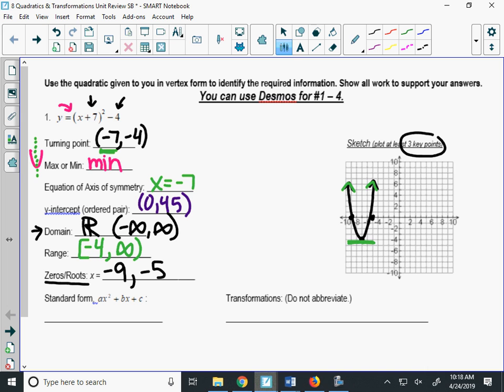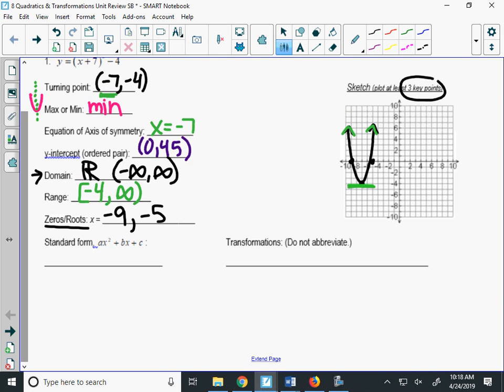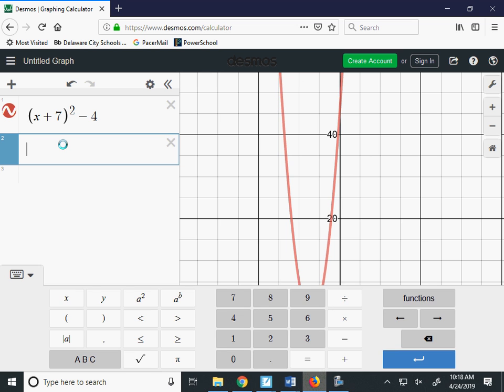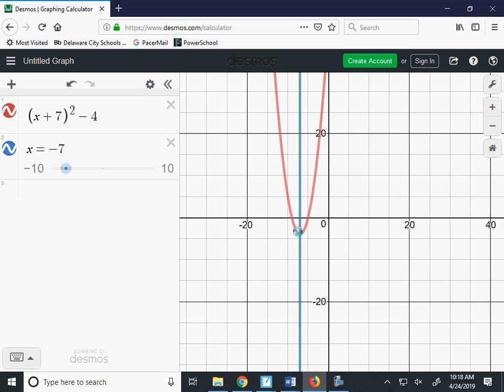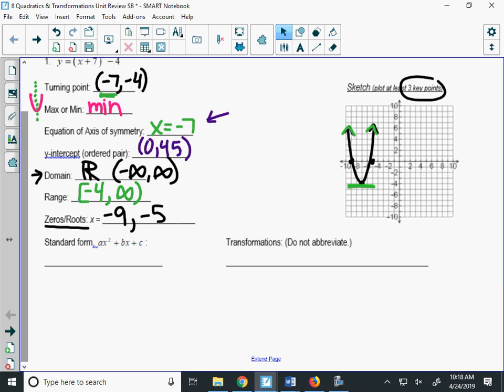Alright. Now, let's talk about the bottom part here, standard form. ax squared plus bx plus c. Oh, I wanted to show you the equation of the axis of symmetry. I can check that by graphing on Desmos. If I graph the line x equals -7, you should see that that is that blue line that goes right through the vertex and the middle of your parabola. Alright, so standard form, I'll get that in a minute.